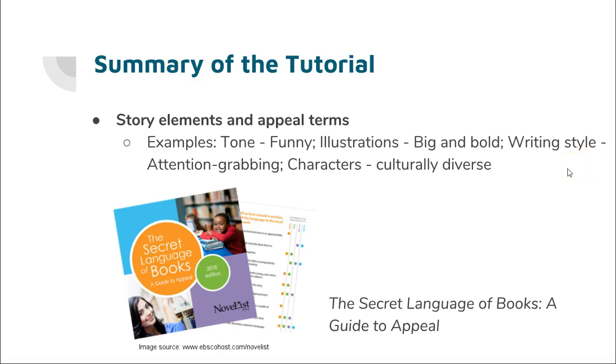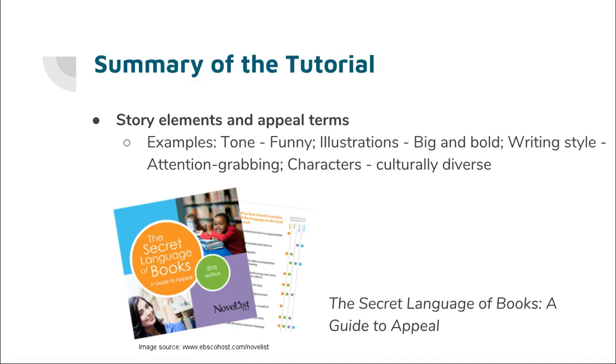For instance, some books might be indexed as having a funny tone. Others have big and bold illustrations. A book might have an attention-grabbing writing style, or may include culturally diverse characters. These terms can tell us a lot about a book before we've even read it.